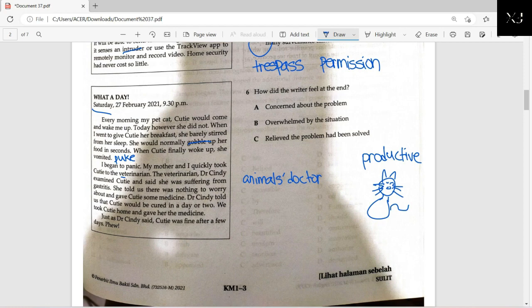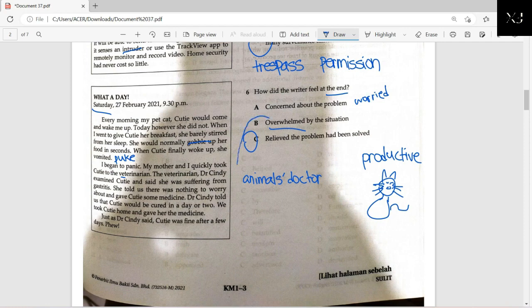Okay, number 6. How did the writer feel at the end? Okay, in the beginning, we obviously know this writer was very worried. And then in the end was what? Relief. Oh, I gave you the answer already. Relief that the problem has been solved. Okay, means I'm very relaxed. Really, like, phew. Okay, concern means I'm very worried.